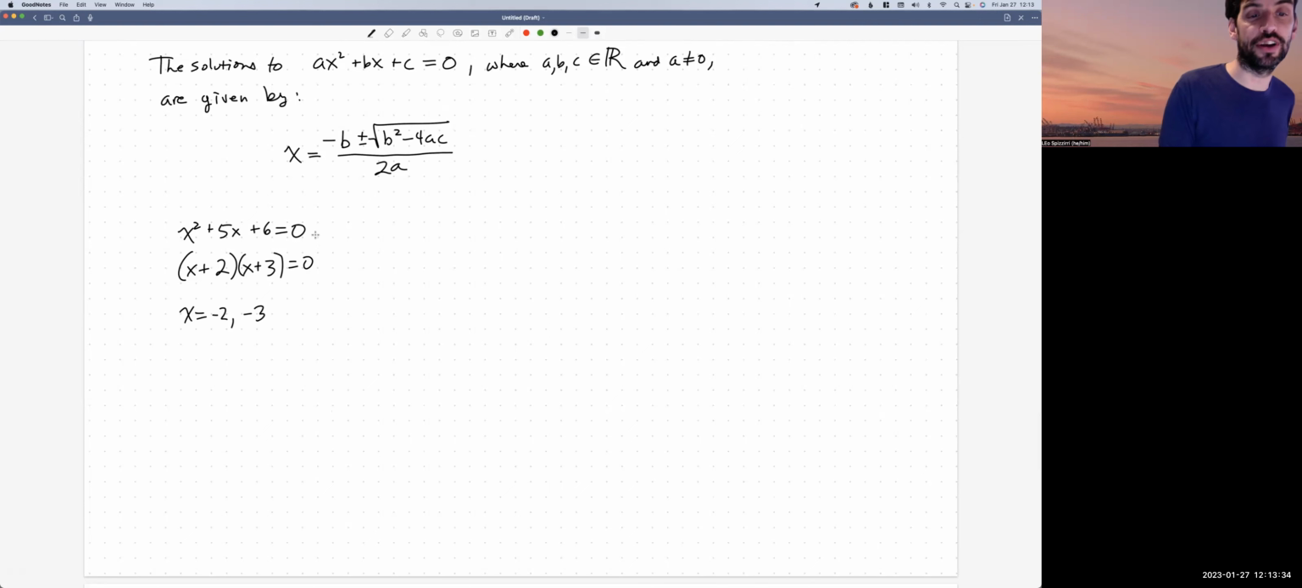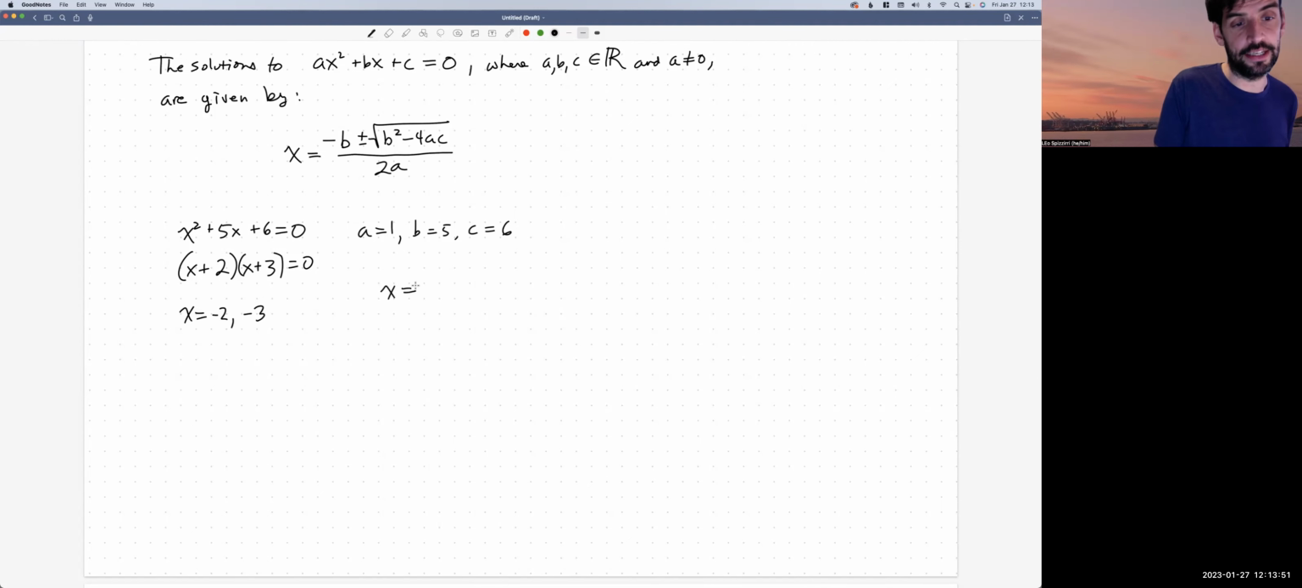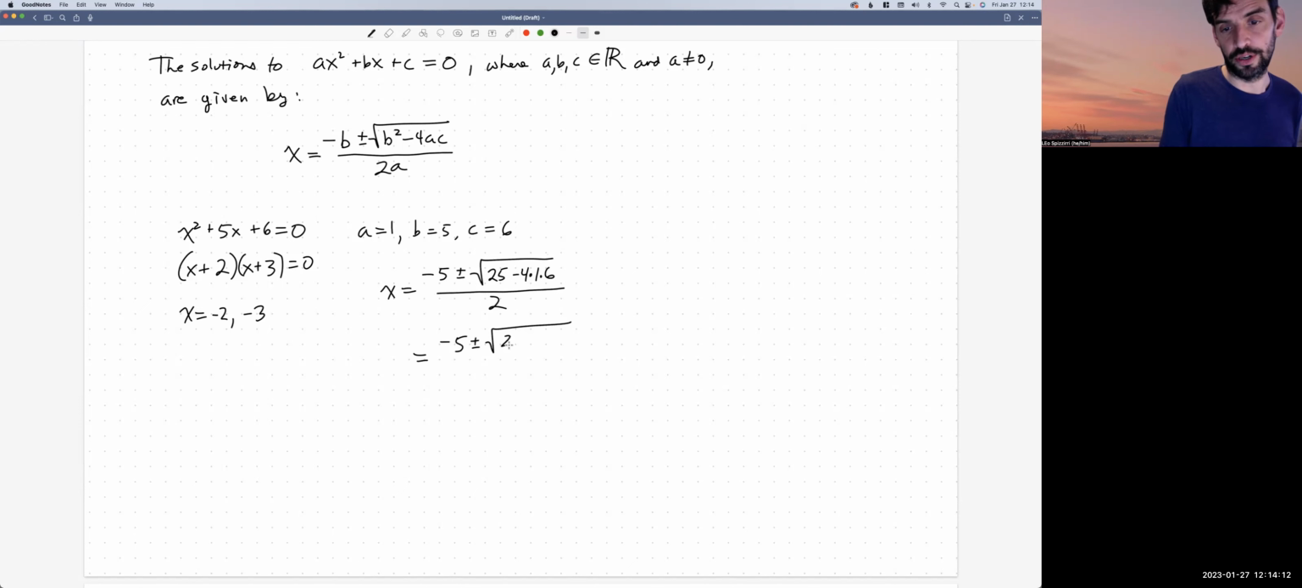So let's see what happens when we try to solve this using the quadratic formula. Looking at our original equation, we see that a equals 1, b equals 5, and c equals 6. And so plugging those numbers into this formula, we get x equal to negative b, so negative 5, plus or minus the square root of b squared, so 5 squared, or 25, minus 4 times 1 times 6, all over 2 times a. So in this case, over 2. Let's do the work inside. We get the square root of 25 minus 24 over 2.